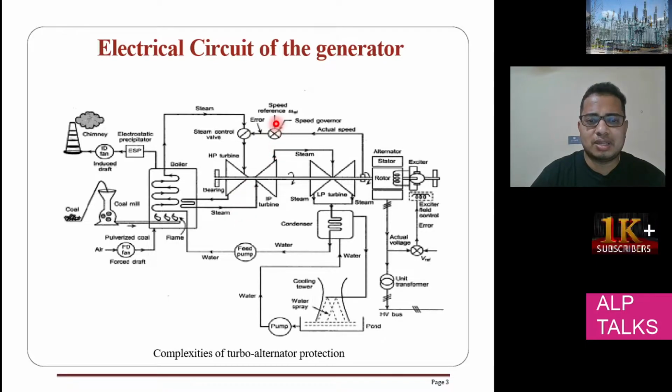And here you can see the speed reference. We take the speed reference from the actual generator by sensing it, so that input is also taken here. Whatever leftover steam is there, we give back to the boiler so that it gets heated up again.